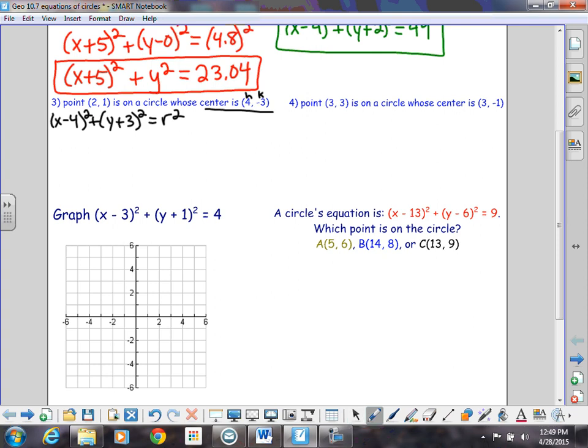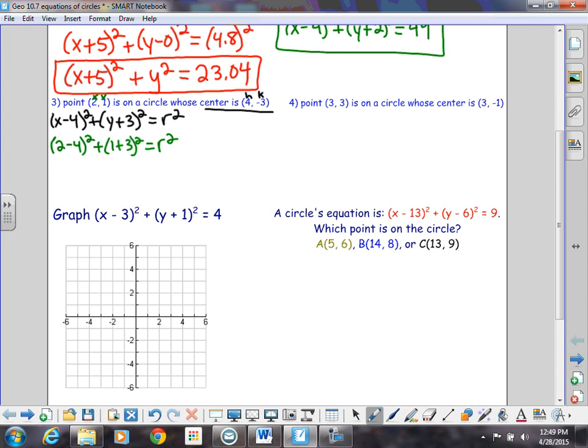They gave us another point that is actually on the circle. So this is going to be plugged in for x and y. So 2 and 1 is going to be plugged in for x and y. And that'll help us solve for r. So I'm going to put 2 minus 4 squared plus 1 plus 3 squared. And that still equals r squared.